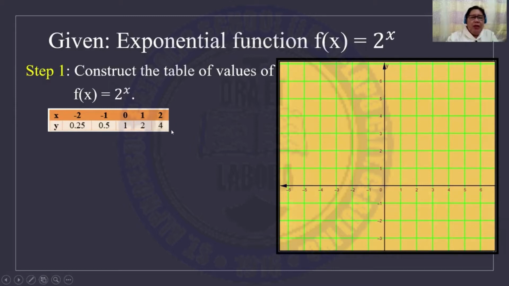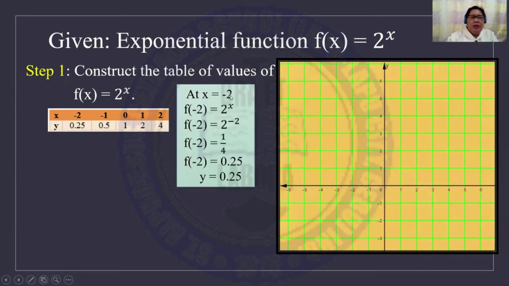I will give you only one example on how to get the value of y. So at x is equal to negative 2, all you have to do is to replace x with negative 2. We have now 2 raised to exponent negative 2. Simplify, this will become 1 over 2 squared, and 1 over 2 squared is equivalent to 1/4. You can change this into decimal form, you have 0.25. That is why y is equal to 0.25.